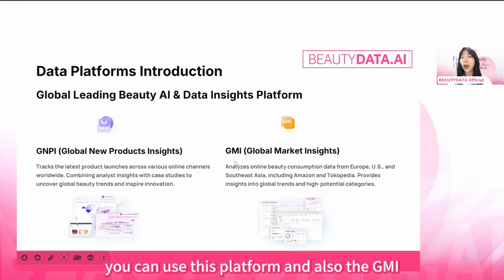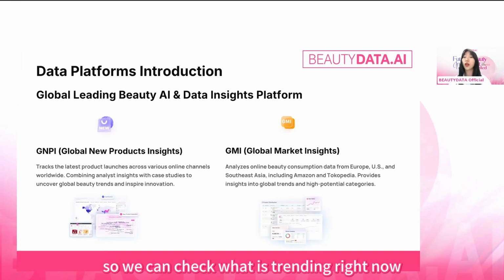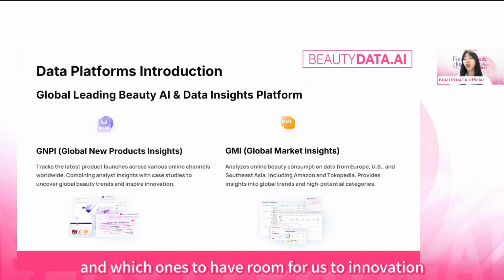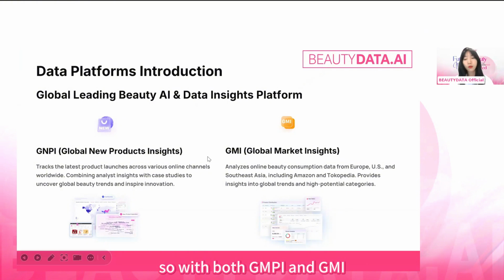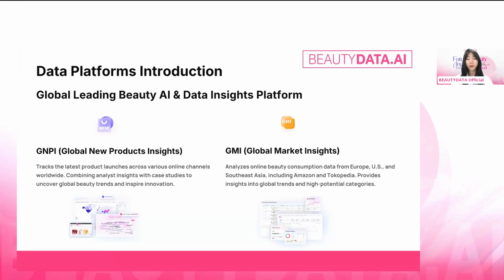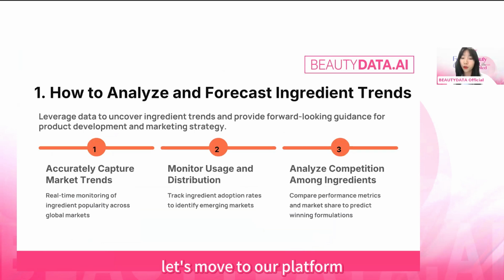And the GMI is more focused on the market side, so we can check what is trending right now. We can also check which ingredients are already all over the market and which ones still have room for innovation. So with both GNPI and GMI, you are not working from a random idea; you are working with a smart, data-driven decision. So first, how to analyze and forecast the ingredient trend. Let's move to our platform.